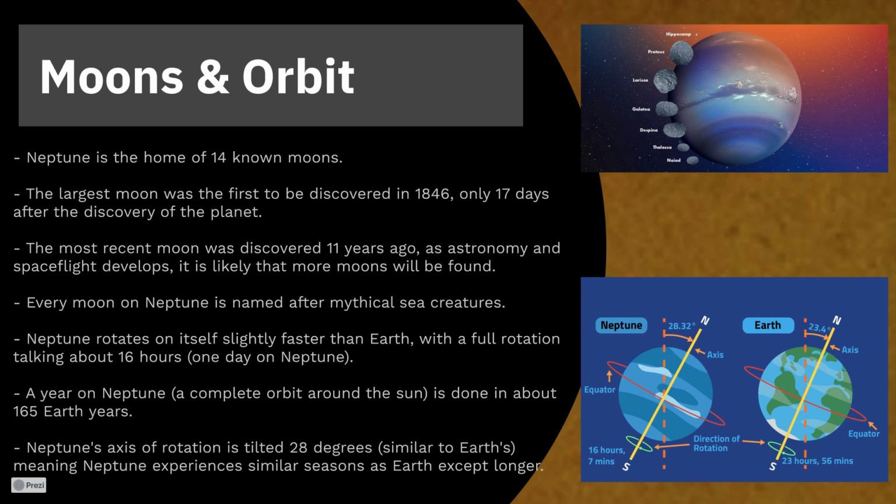Neptune rotates on itself slightly faster than Earth, with a day on the planet lasting about 16 hours. This means that it takes 16 hours for the planet to make a full rotation on itself. A year on Neptune, which is a complete orbit around the Sun, is done in about 165 Earth years. Neptune's axis of rotation is tilted at 28 degrees to its orbit around the Sun, which means it has a similar tilt to Earth. This means that Neptune experiences seasons similar to Earth, except for the fact that each season lasts over 40 years.